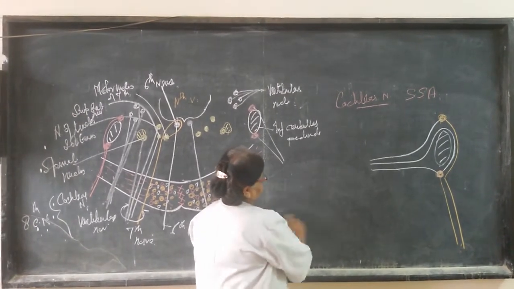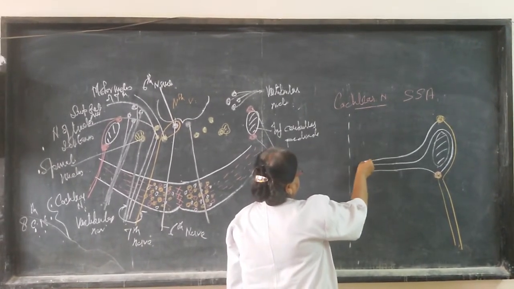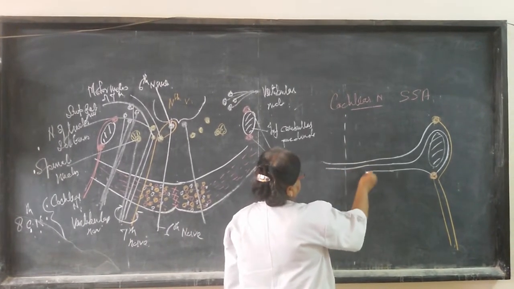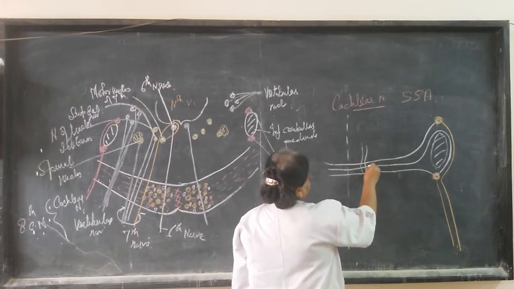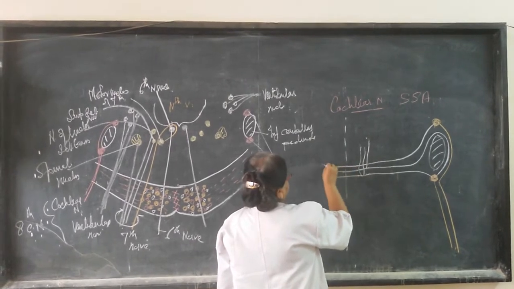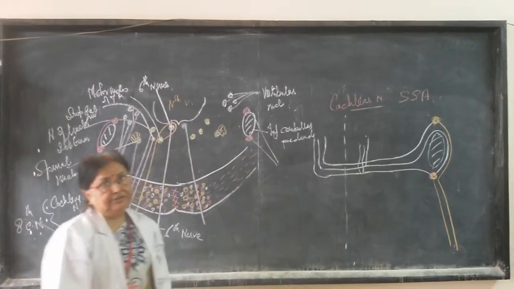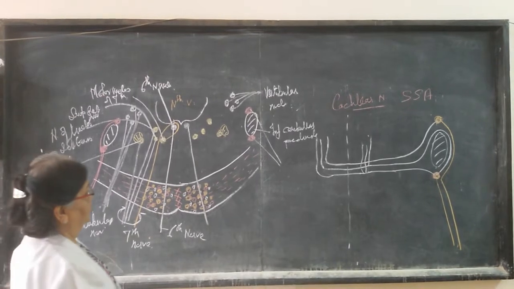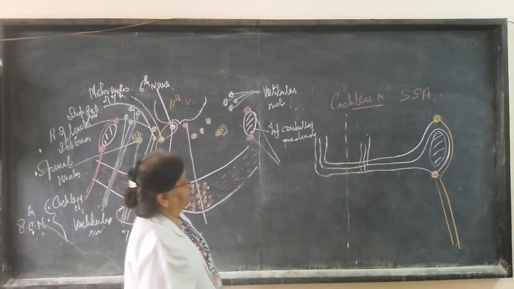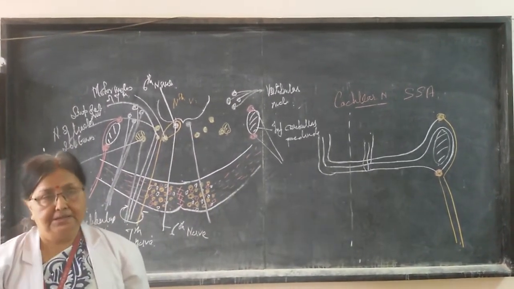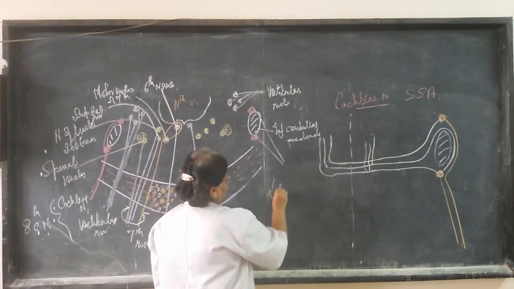And these fibers of the trapezoid body, this is the median plane, they cross to the opposite side. Some of the fibers may remain on the same side. Some of the fibers cross to the opposite side and form a bundle, which is known as the lateral lemniscus. So the lateral lemniscus contains fibers of both sides.